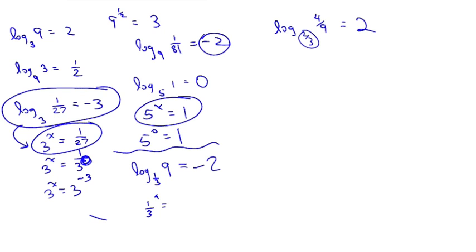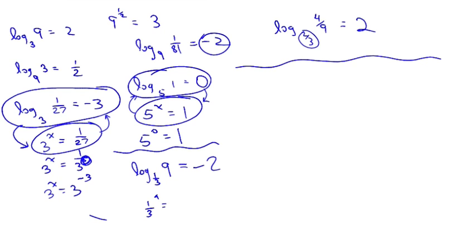3 raised to the -3 is equal to 1/27. So, you can also go the other direction. If I have an exponential, I could always write it as a logarithm. Same thing here. I have this nice logarithm. I can write it as an exponential, or I can take the exponential and write it as a logarithm. It doesn't matter. They're interchangeable.